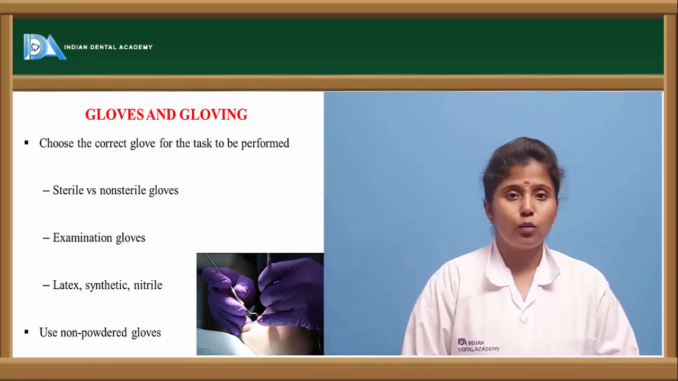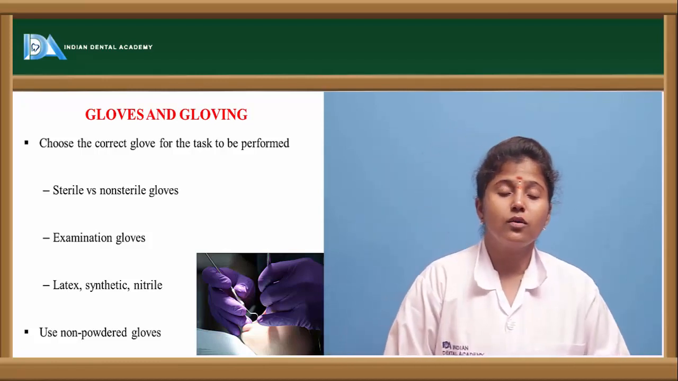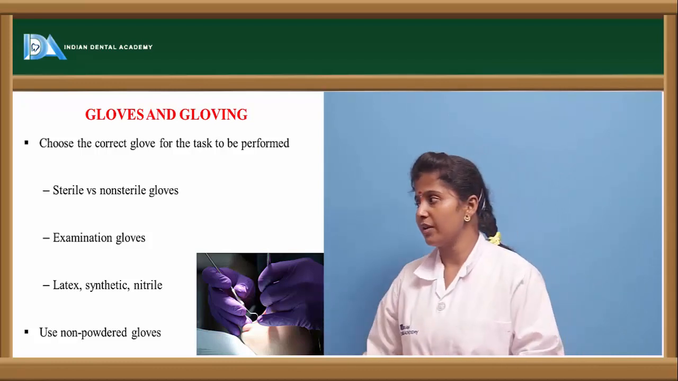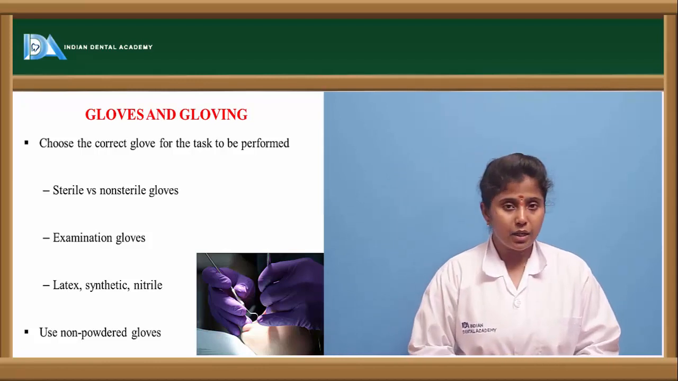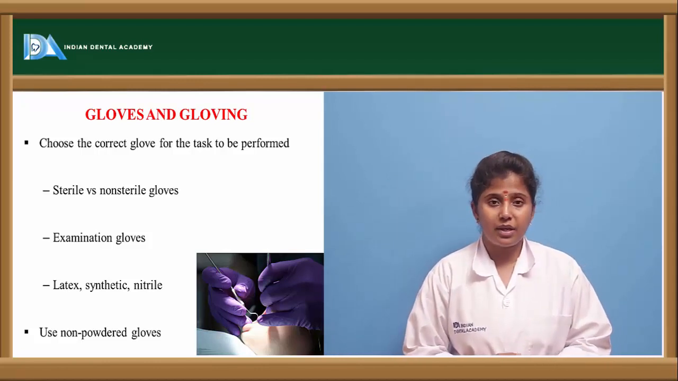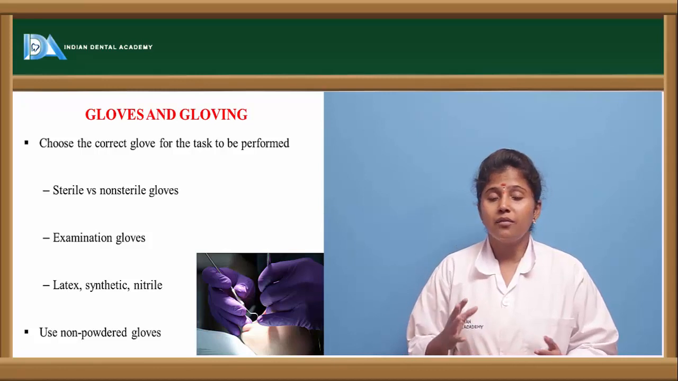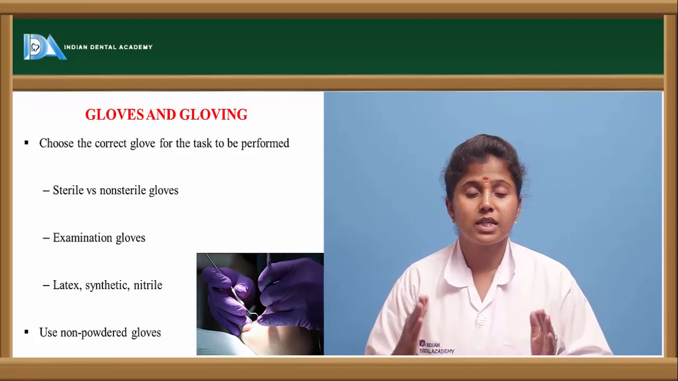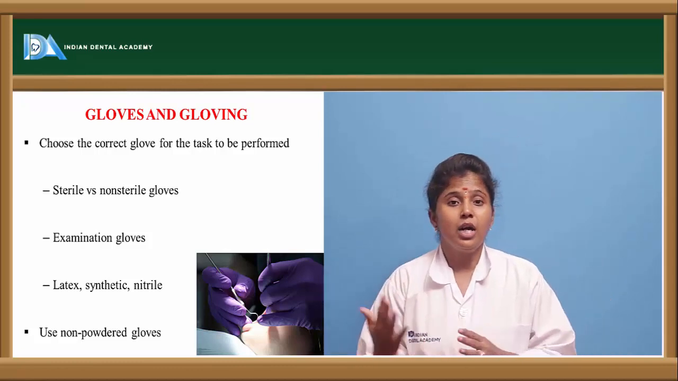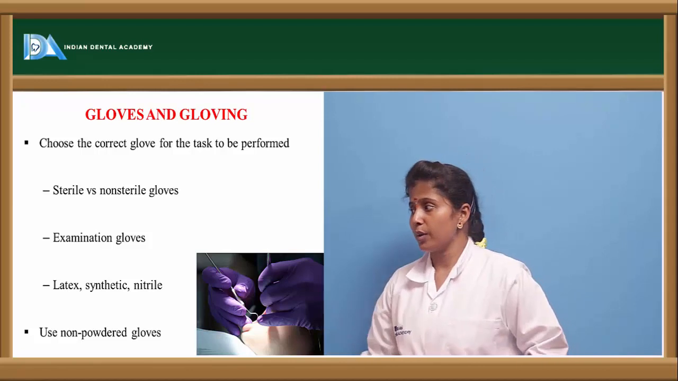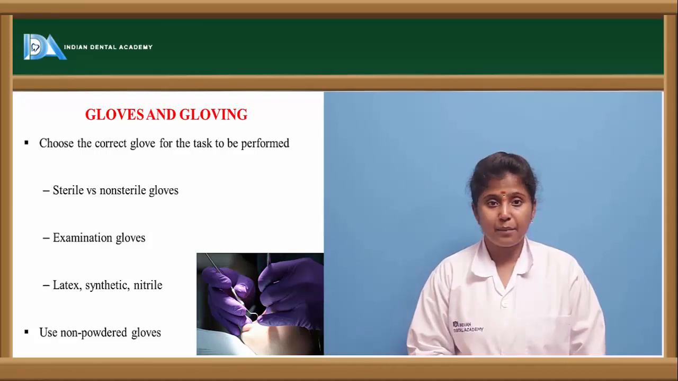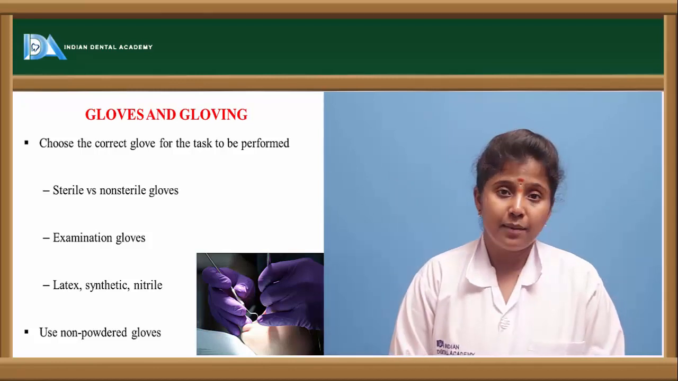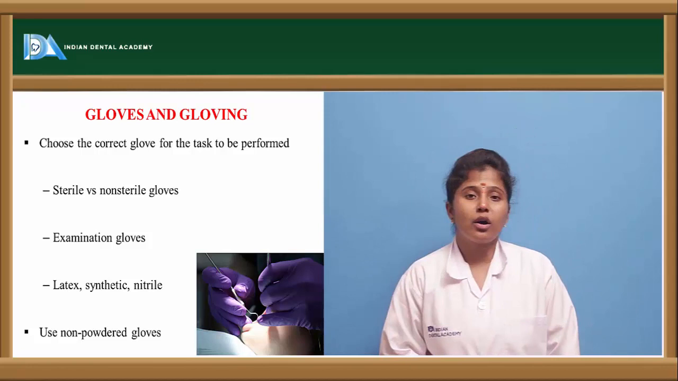Gloves and gloving. We are using gloves, so how can gloves prevent the spread of infection? We need to choose the correct glove. Not all gloves should be used for surgical treatment, so we need to identify the correct glove. If we are using gloves for surgery, then sterile gloves should be preferred, and the gloves should be examined properly. The gloves should mostly be latex, synthetic or nitrile based gloves, and we should use non-powdered gloves.